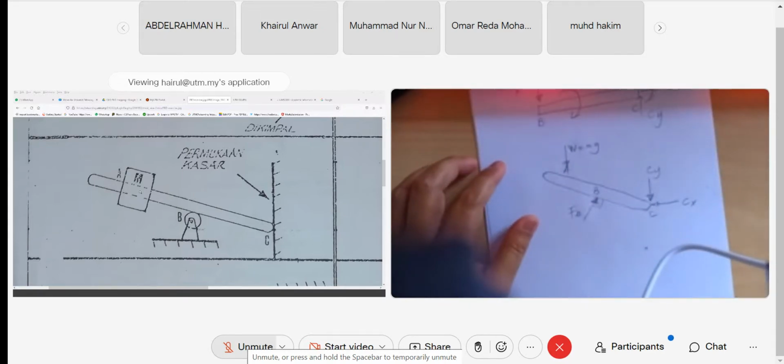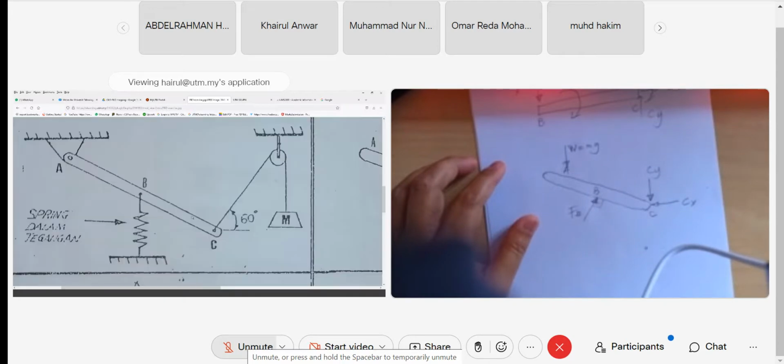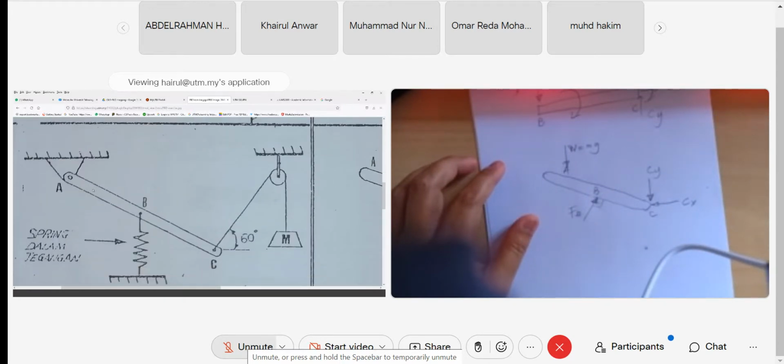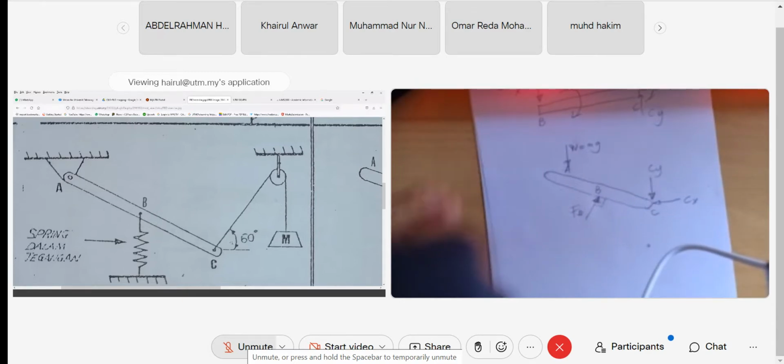Okay, quick one. What about this one? This one, ABC. We have a pivot, this one is a pin joint. We have a spring, like a rope, just one component, a straight direction. This one also we have a rod, just a string, one straight direction. And M is a mass. Weight is M times G, because force is mass times gravity. And you learned from mechanics of solids that the tension of this rod is mass times gravity.